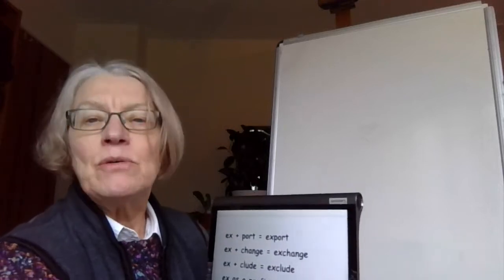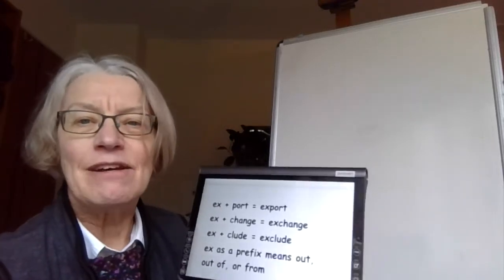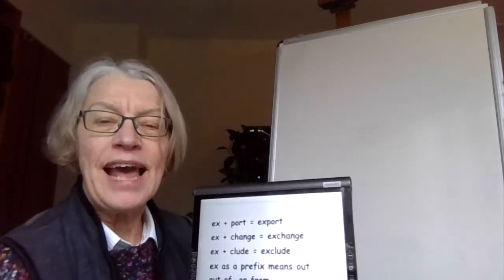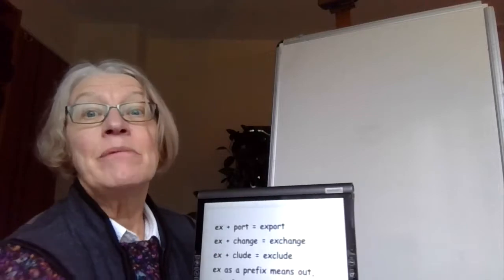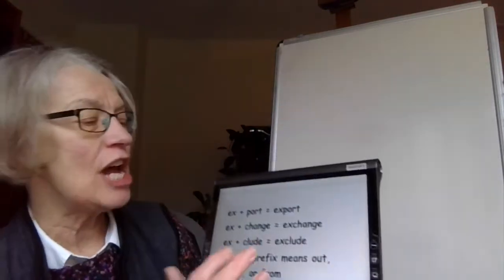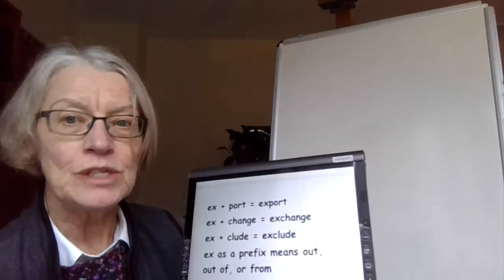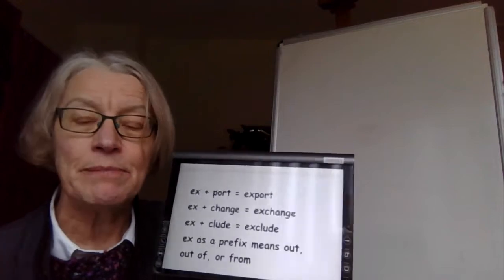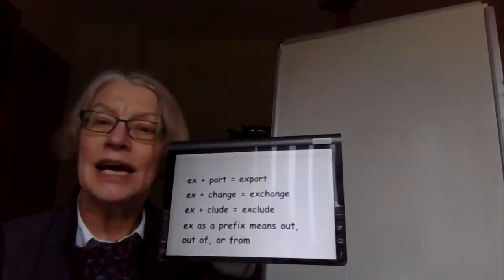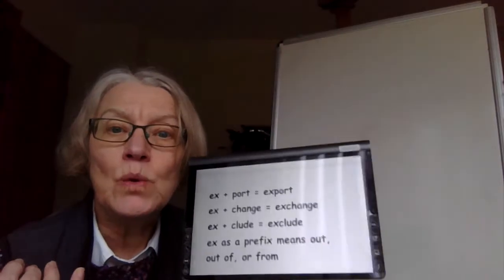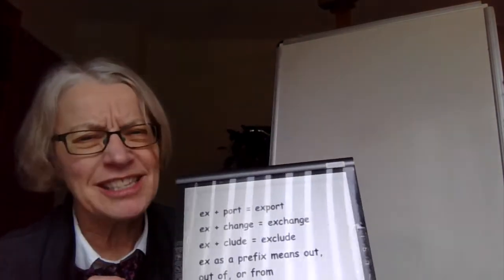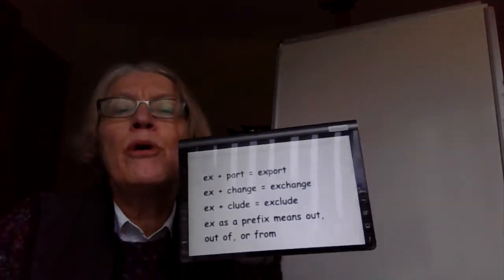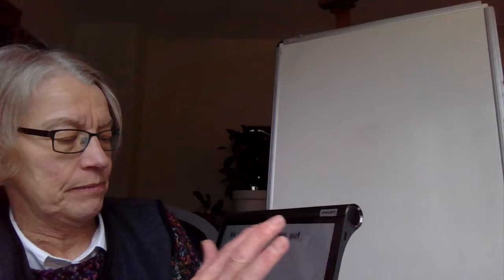If we exchange, we give something out, but then we have something back for it. We change something, we give something out, and then we have something back as well. We exchange. Exclude means that we keep something out of. So if I exclude something from this room, I would put it outside. If I exclude a student from my class, which I don't do, it means I would stop them joining my class. I would put them out of my class.